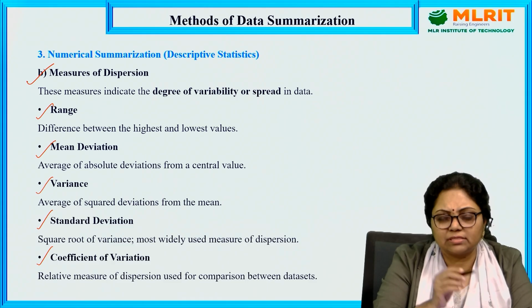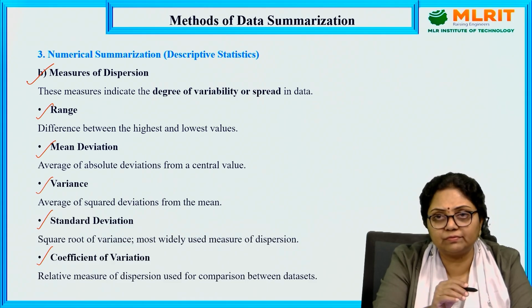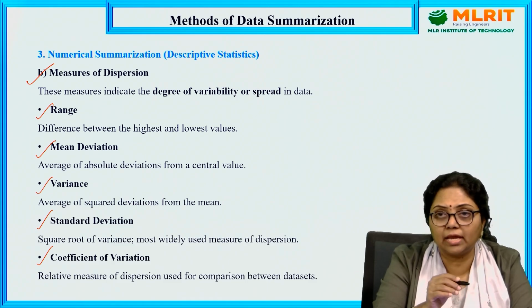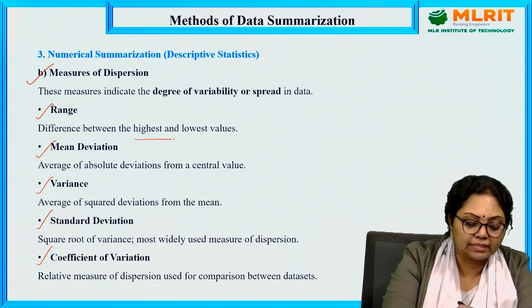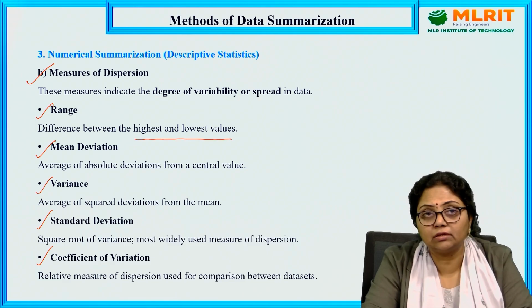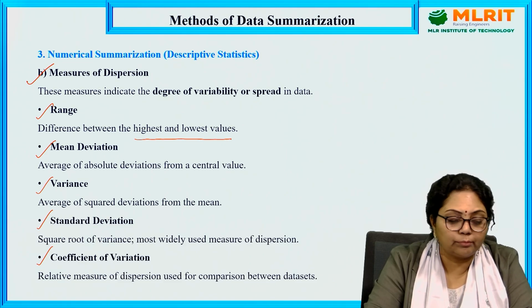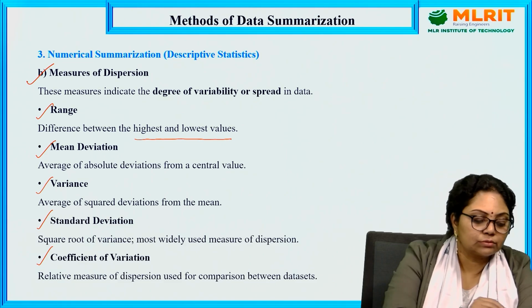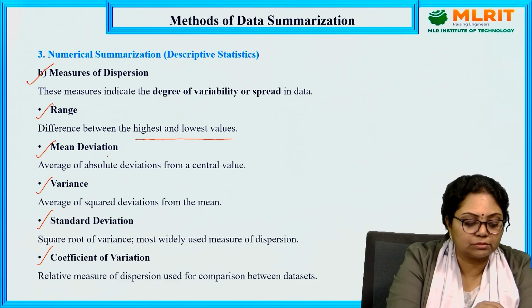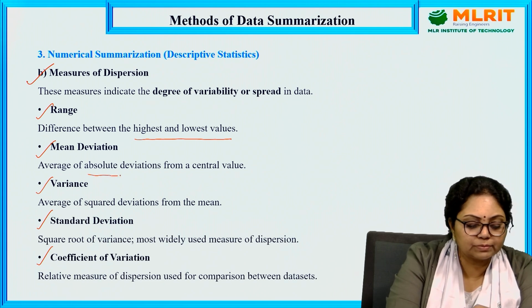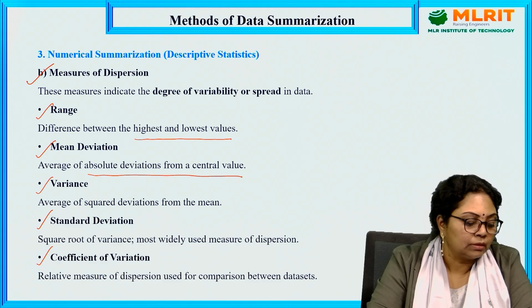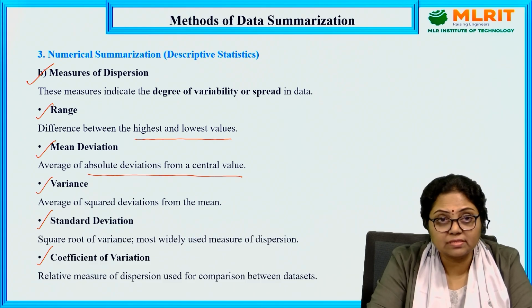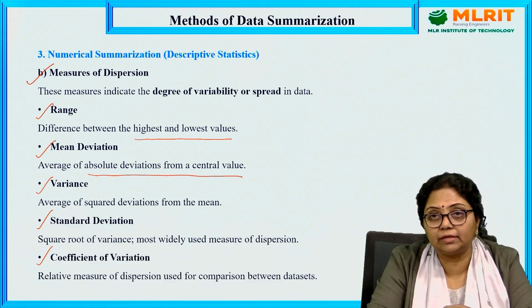Range is simply the difference between the highest observation and the lowest observation in the data set. So it is simply the difference between the highest and the lowest values. Now, mean deviation means the deviation from the mean. It is an average of absolute deviations from a central value. Now variance. Variance is the average of squared deviations from the mean.